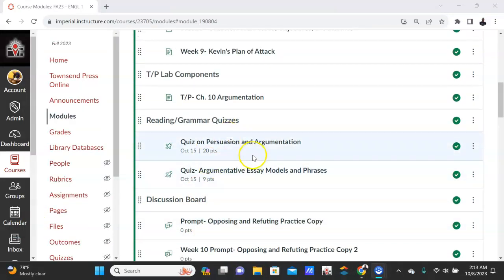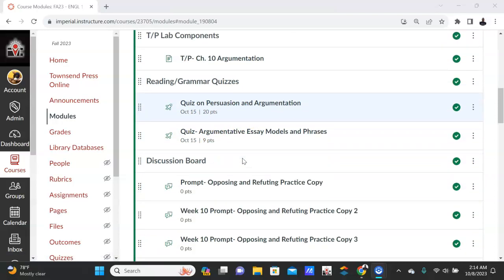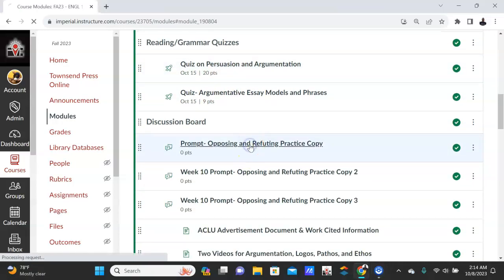Okay, so you've completed these 2. This argumentation you can wait, I think, until after Wednesday, but these 2 quizzes for sure do before you complete the prompt. So let's come here.